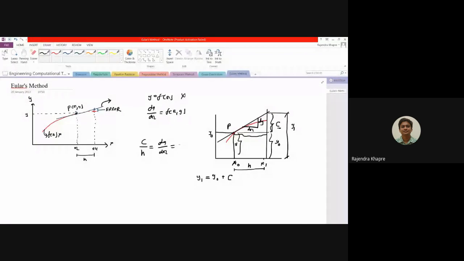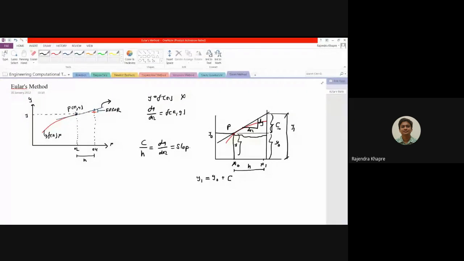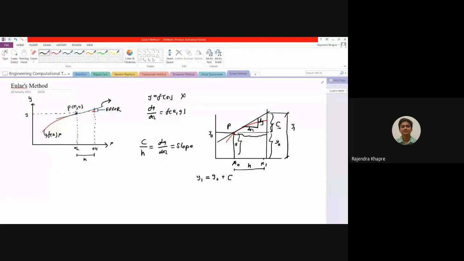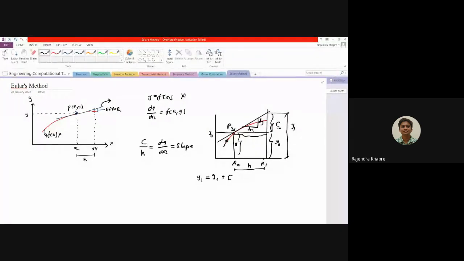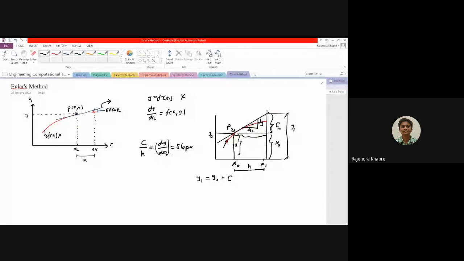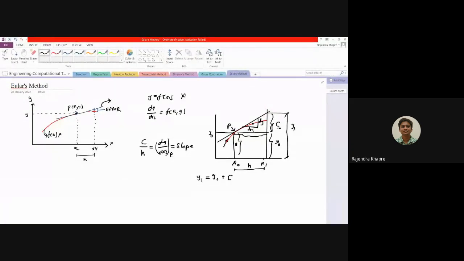And what is dy by dx? It is nothing but the slope. And the value of the slope is which value? It is the slope at this point, that is point p, because if you take the slope at some other point, the slope will be something different. So basically this is the value of slope at point p. Am I right, student?